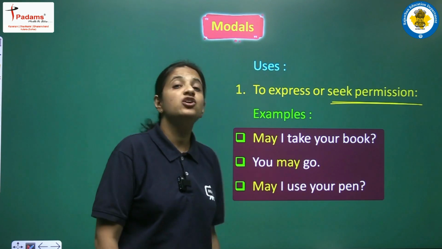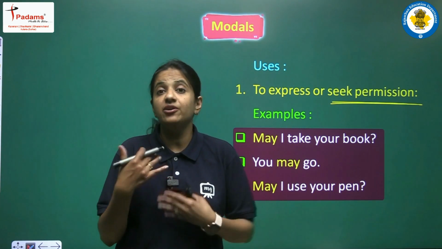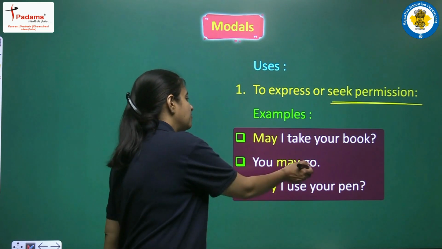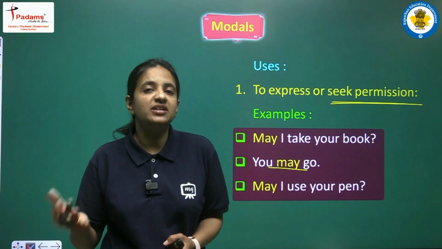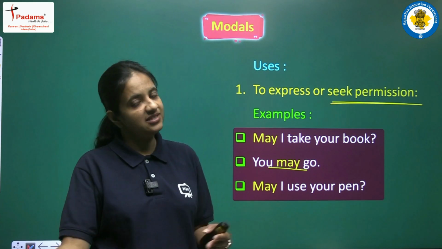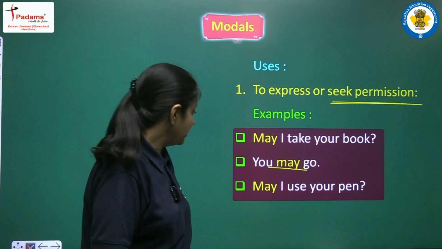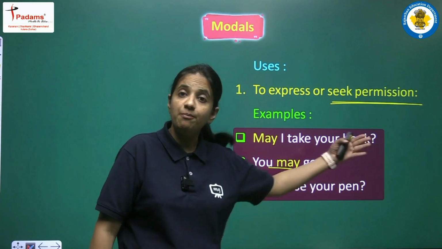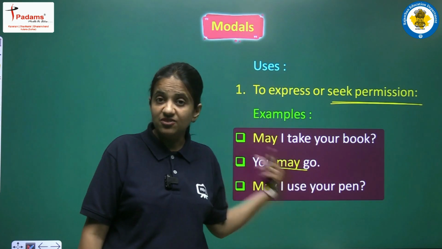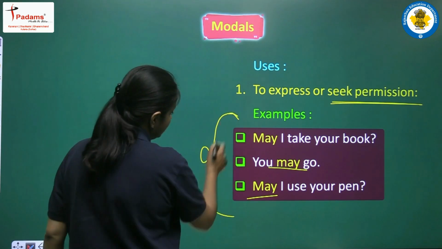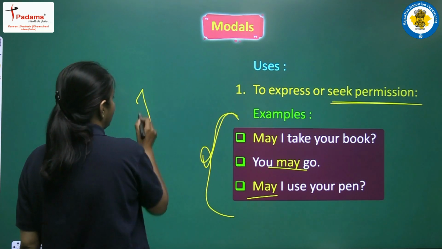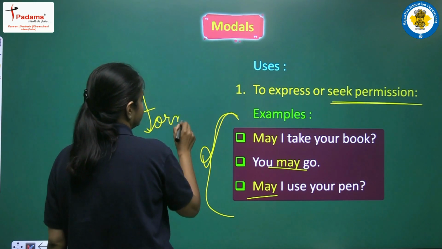Next we are having, you may go. So here we are giving the permission and we are having may here. So again this is a very formal permission that someone is giving to another person and he is saying that you may go. Next we are having, may I use your pen. Again someone is asking for the permission and he is using may. It means now in all these sentences we can say that here we are having formal permission.